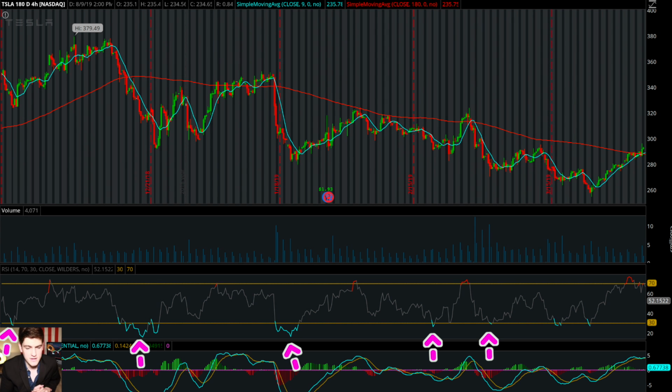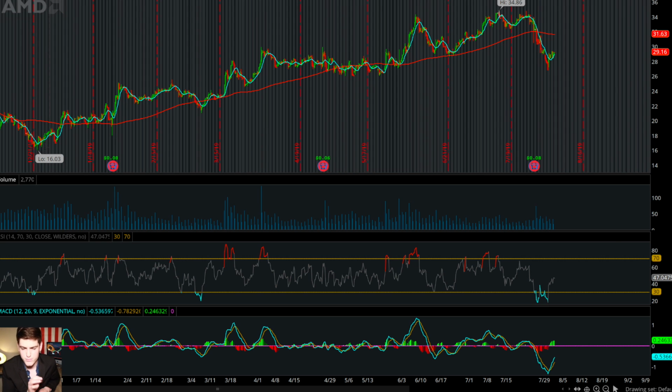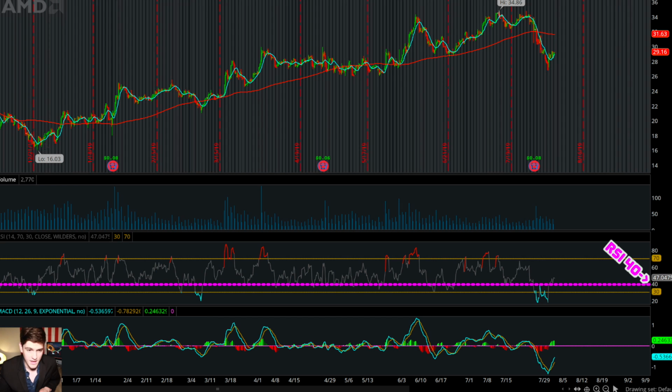Same with Tesla. When it displayed the pattern, we could have literally bought in at any time at oversold and sold out at overbought. And with AMD, we have a similar pattern where buying in at any oversold point and selling out at overbought would have been a good deal each time. In fact, even buying in at a break up of 40 on the RSI would have been a good deal. And this sort of gets us into subpatterns, which we're going to talk about in a second.